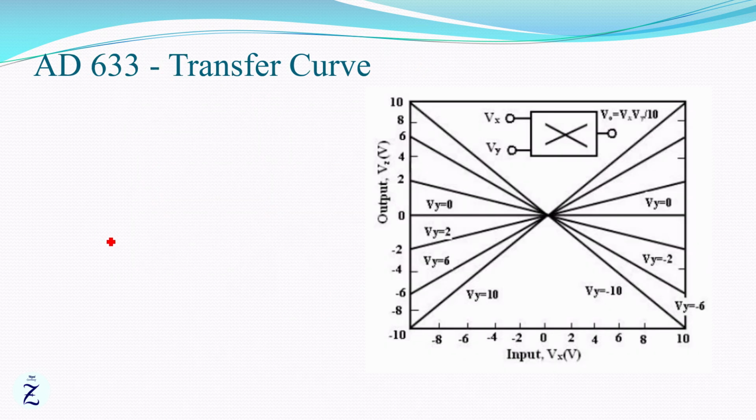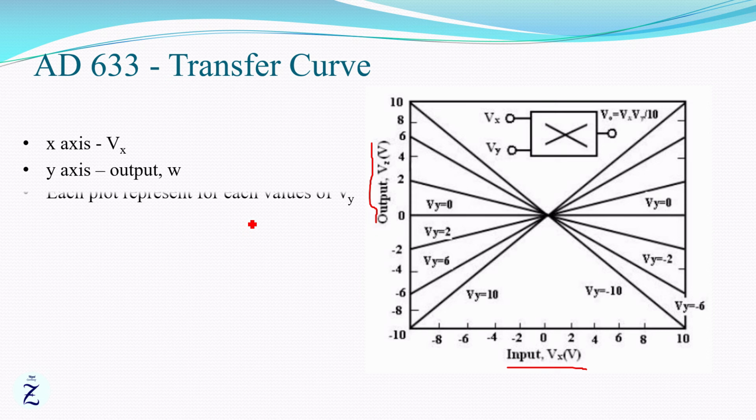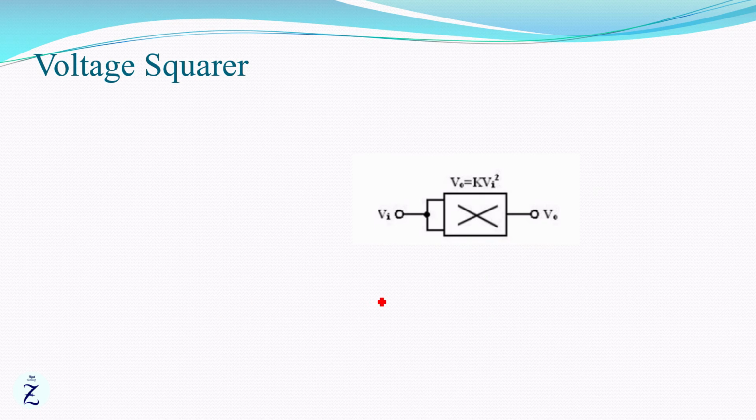Input Vx is taken in the x-axis and output W is in y-axis, and each line is plotted by fixing a constant Vy. Different lines represent the variation of the output with respect to Vx for different Vy. So here it is the Vy axis. So let us see some of the applications of AD633 multiplier.